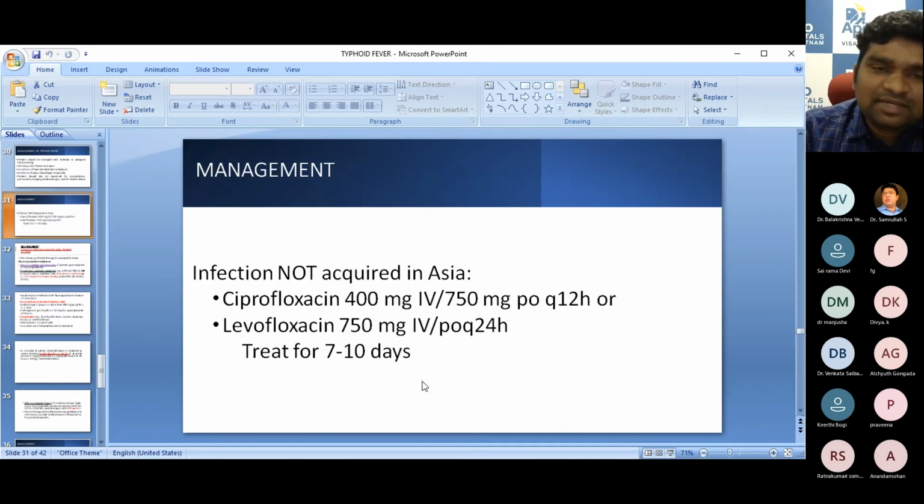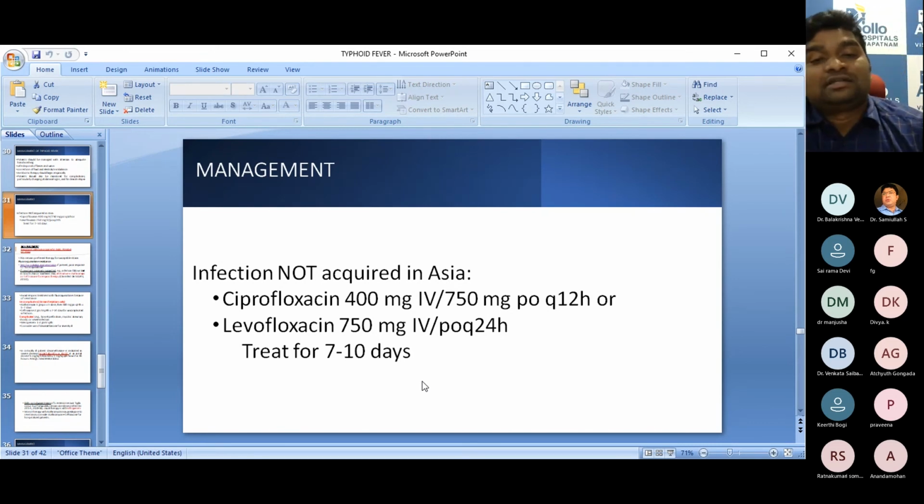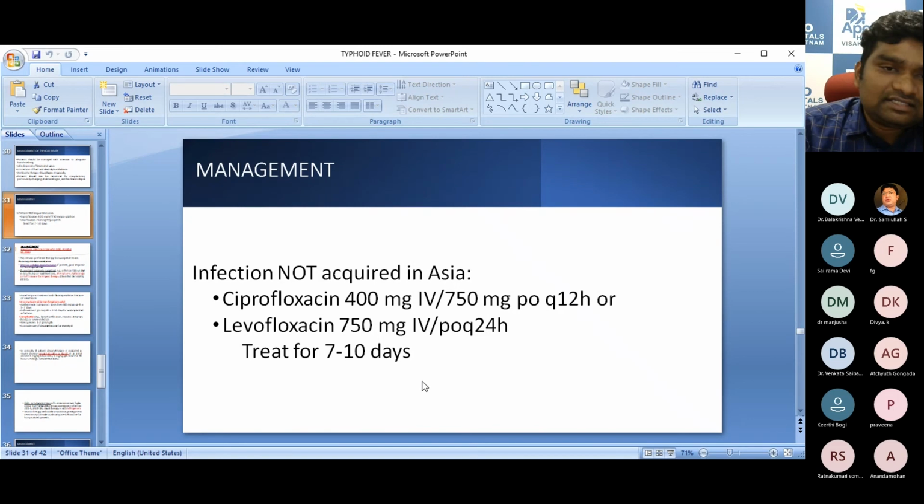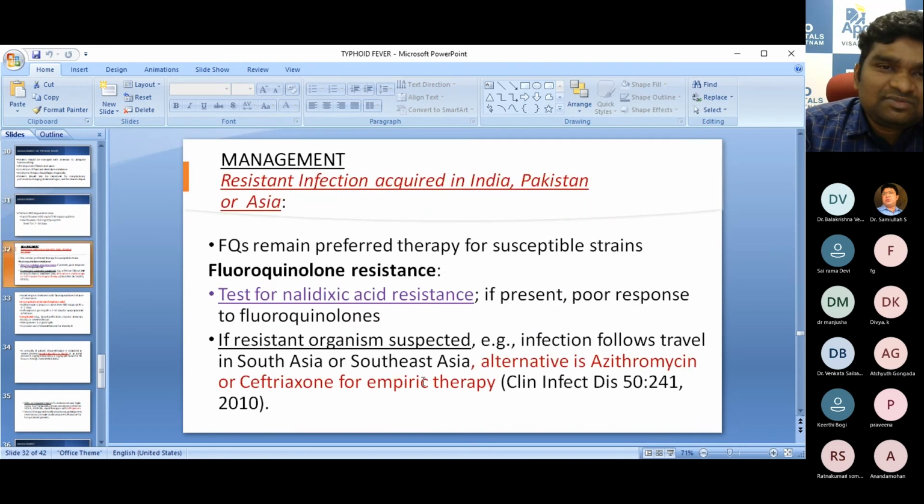So the management depends mainly on the continent. Outside Asia, it is less likely that fluoroquinolone resistance is seen. So ciprofloxacin 400 mg 12th hourly, or levofloxacin 750 mg once a day will be used. Treat for 7 to 10 days. And this is the management of resistant infection acquired in India, Pakistan or Asia.